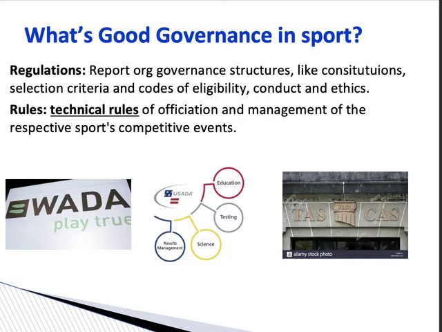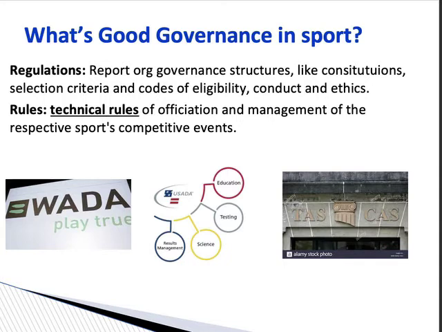Rules are about the technical rules of officialization and management of the respective sports competitive events. I'll give you an example. For triathletes, if they want to qualify for the Olympic Games, they would like to know about the rules. Who sets the rules? USA Triathlon. If you're an American athlete, you have to follow the rules introduced by them. USA Triathlon will require that if you want to represent the United States at the Olympic Games, you have to participate in Olympic-distance triathlons, finishing top 3 in each event, and then you can qualify for the Olympic Games.